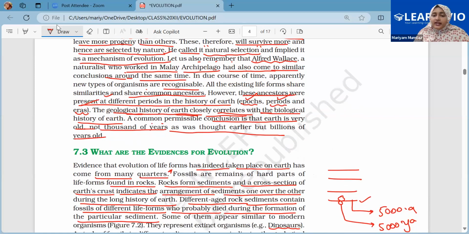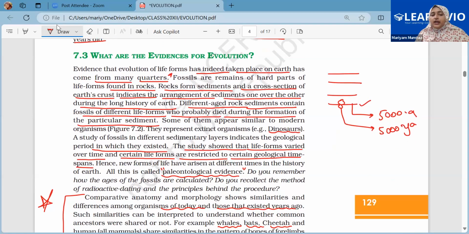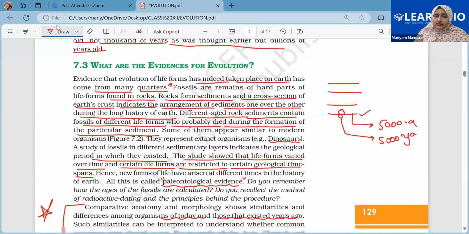Now, what are the evidences for evolution? How do we know that evolution did actually take place? Evidence that evolution of life forms has indeed taken place on Earth has come from many quarters. Fossils are remains of hard parts of life forms found in the rocks.